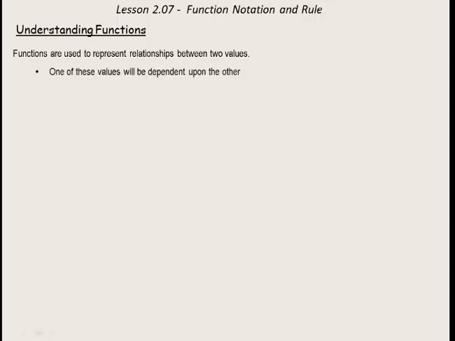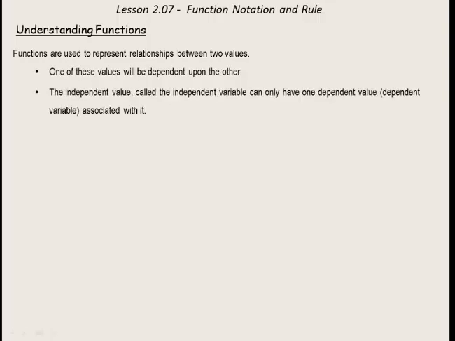One of these values will be dependent upon the other. The independent value, also called the independent variable, can only have one dependent value, or dependent variable, associated with it. So every x can only result in one y. If using x and y, y is generally dependent and x is generally independent.